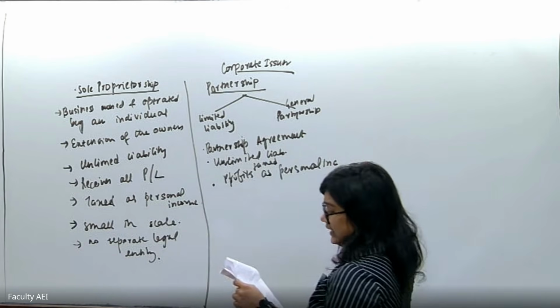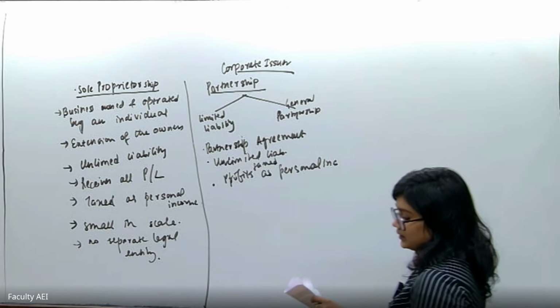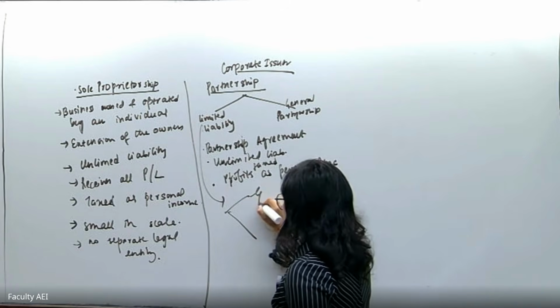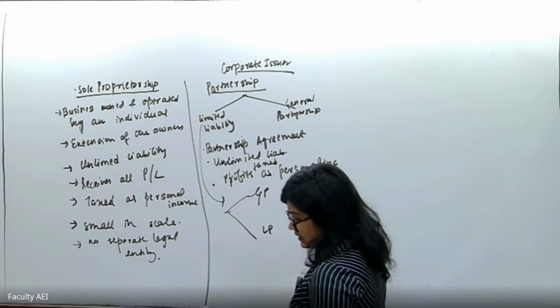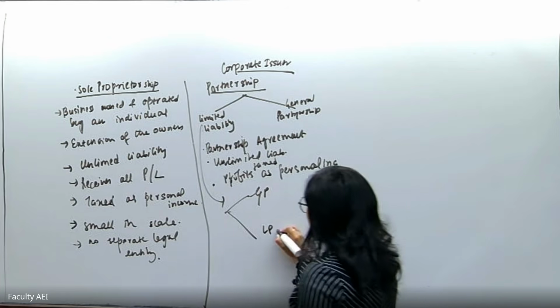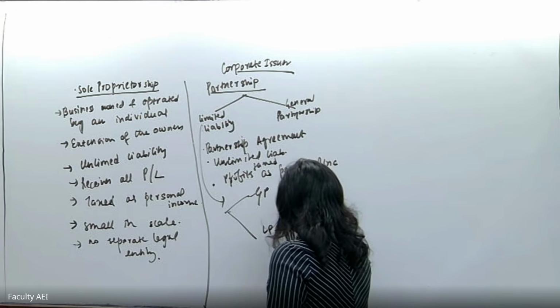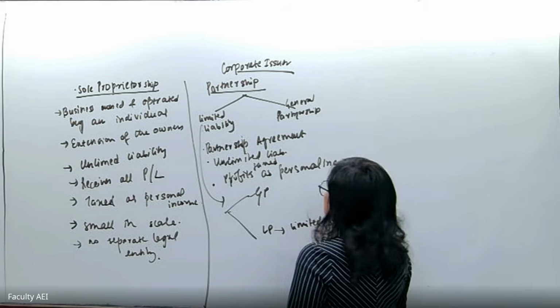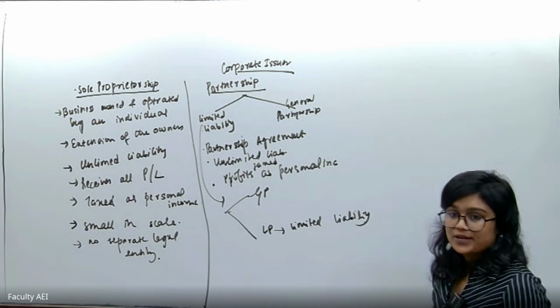Now, in case of limited liability, there are two levels of partner. There is a general partner and there is a limited partner. Limited partners are those partners who have limited liabilities. Their liability is only limited to the amount which they have promised in the partnership agreement.